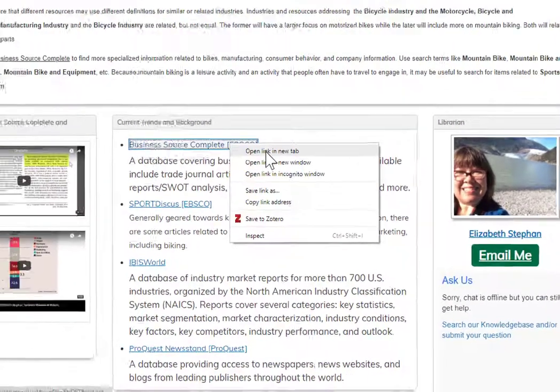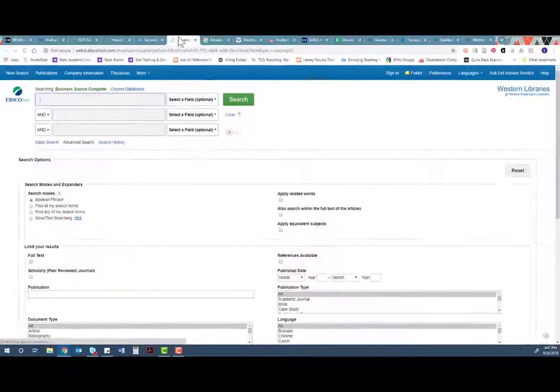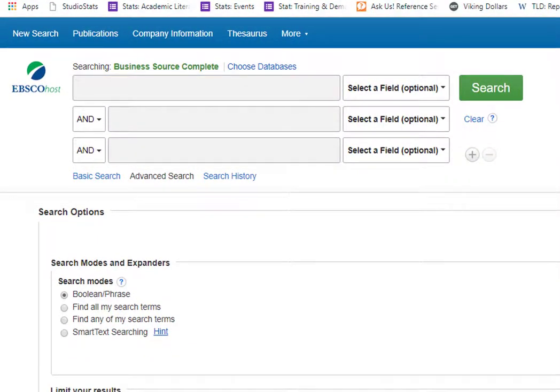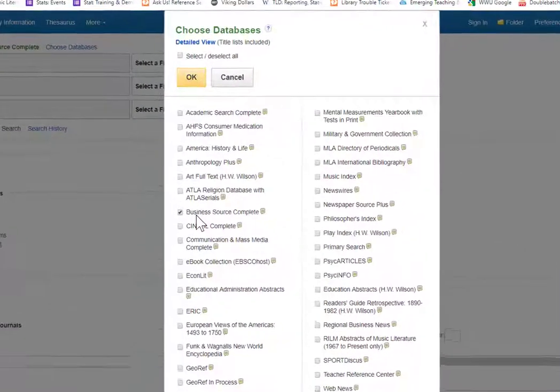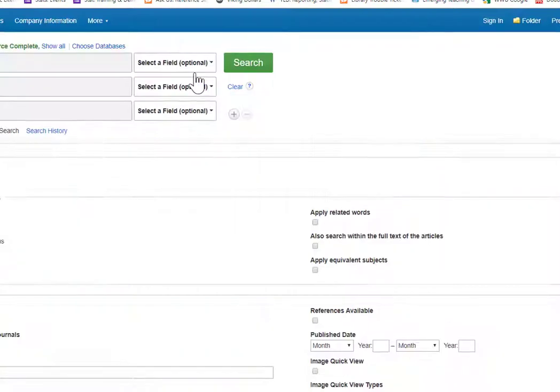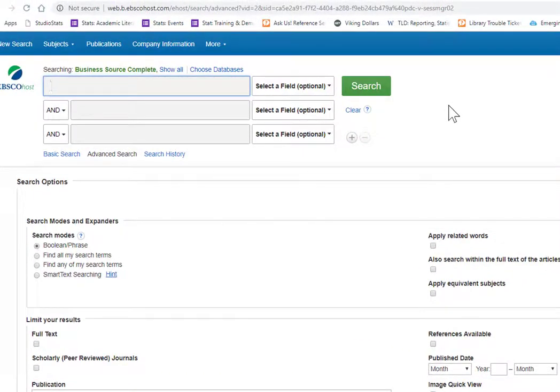I'm going to go ahead and open up Business Source Complete. Business Source Complete and Sport Discus are both EBSCO databases, so you can actually search them at the same time. We click on Choose Databases. Business Source is selected, but then also click on Sport Discus and click OK. Now I have done some searches in here, so I'm actually going to save you some time and talk about a search that I did that I felt was the most useful.